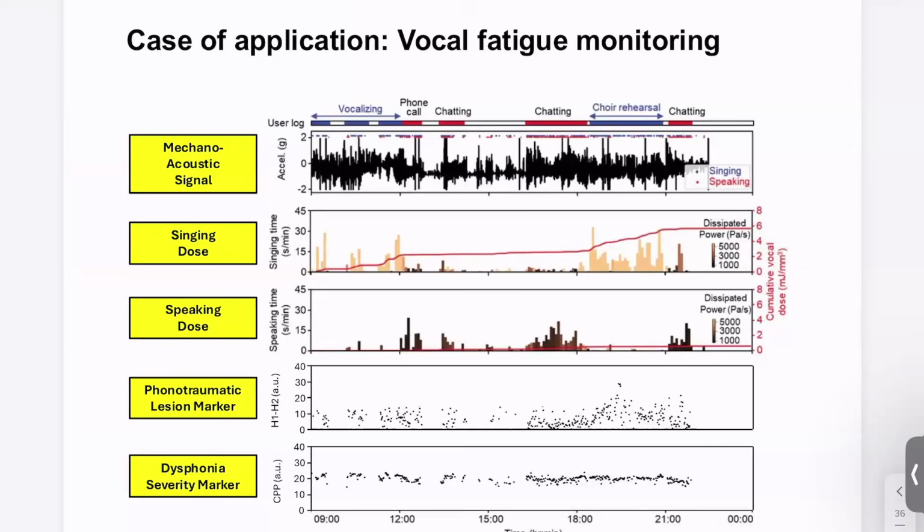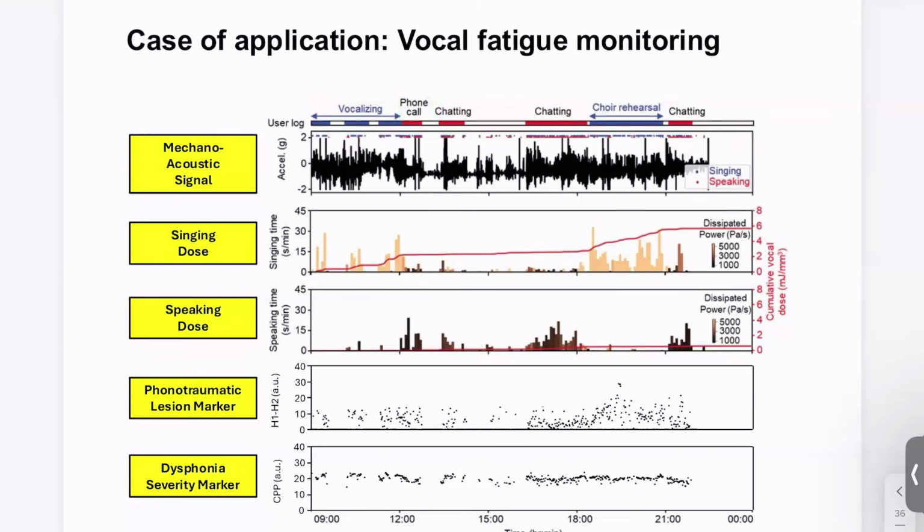So this is also a sample data set on a singer for about a day. Here I'm showing the raw MA signal, and they also recorded what they are doing. So they log their events. So we see they were doing vocalizing and choir rehearsal. These are singing. They also did some phone call chatting throughout the day.